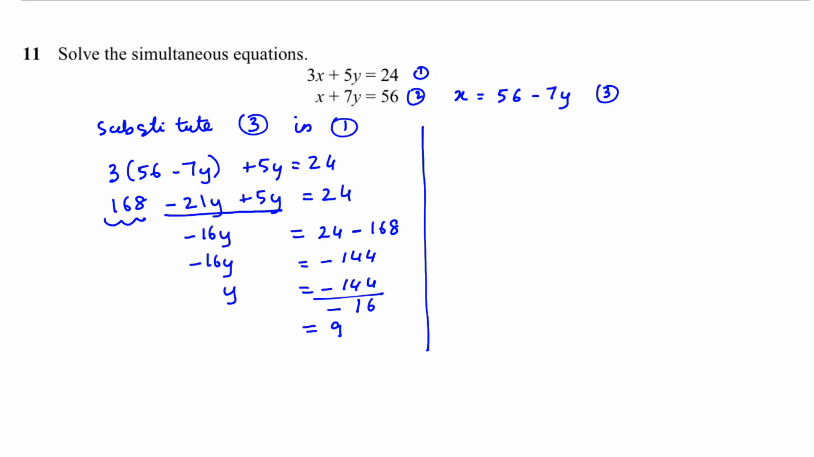To find x, in place of y, we are going to substitute 9. So 56 minus 63 will give us negative 7. x is equal to negative 7 and y is equal to 9.